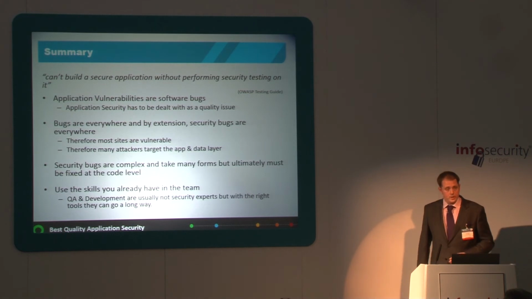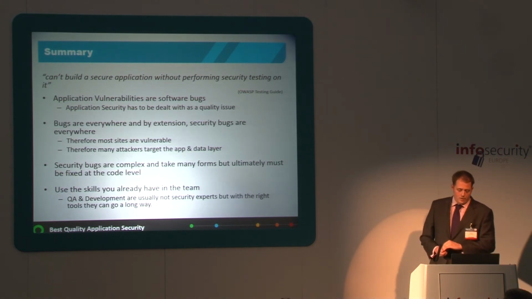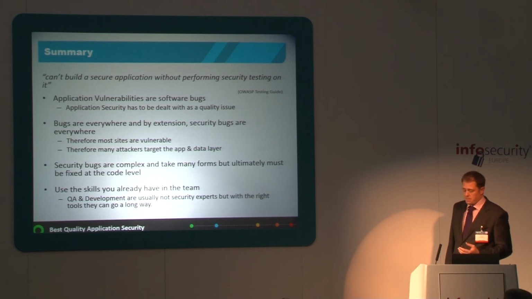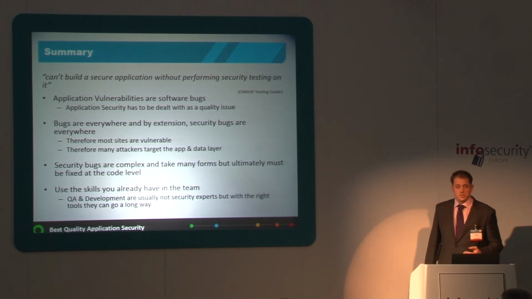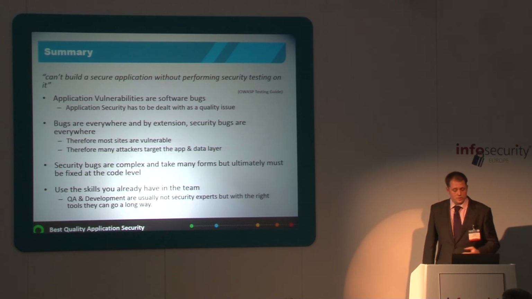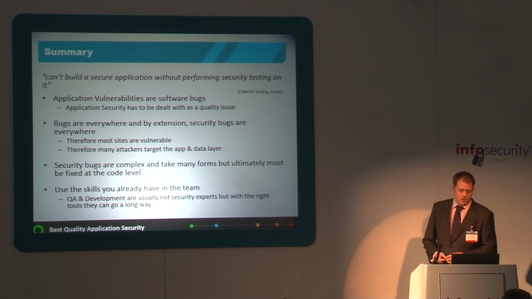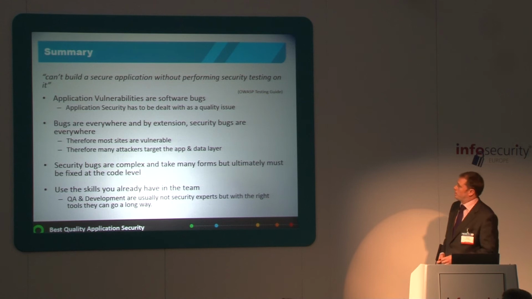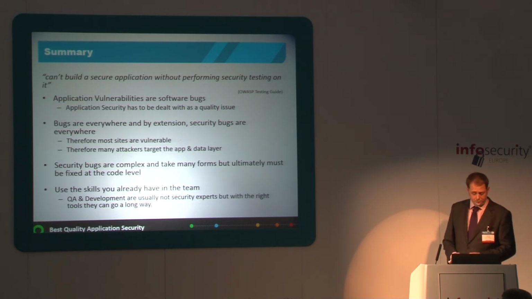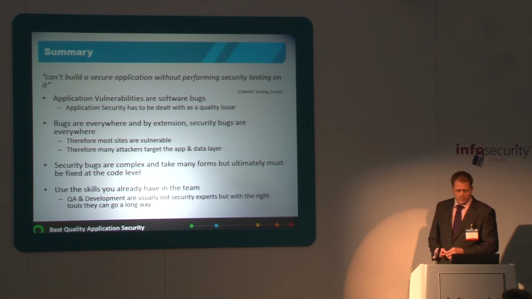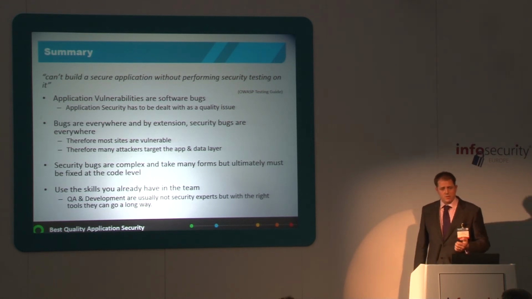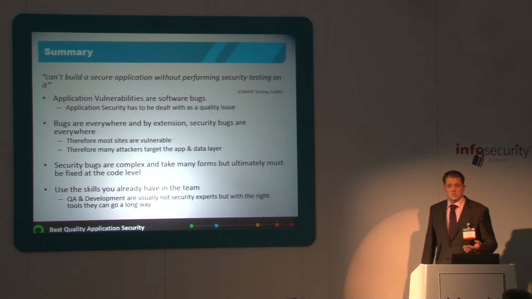So in summary, application security issues are bugs, basically, and should be treated as a quality issue. If you look at the OWASP testing guide, they say you cannot build a secure application without performing security testing on it. So bugs are everywhere, and by extension, security bugs are everywhere.